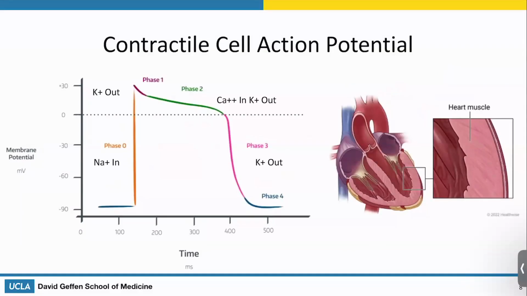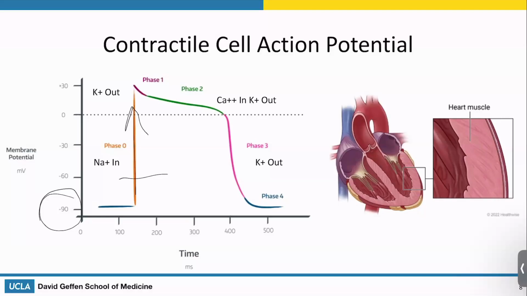Now, if we're looking at the contractile cell action potential, it's going to be a little bit different. This is going to be very, very much based on our sodium. Our nodal cells have a lot of calcium involvement, and our contractile cells have a lot of sodium dependency. So when we have that negative 90 resting membrane potential, we are going to have some sodium that starts to exchange. We're then going to hit a threshold potential, where we're going to stimulate more sodium channels to open, and we're going to create this big sodium influx into the cell.